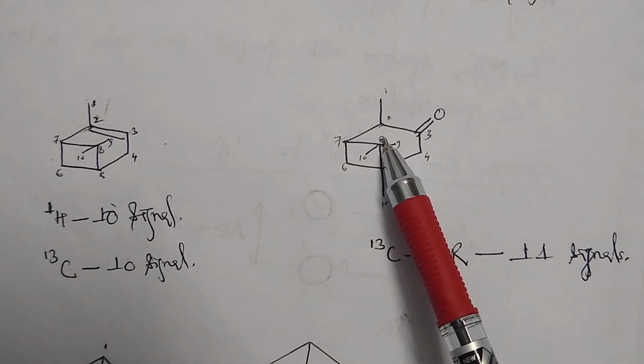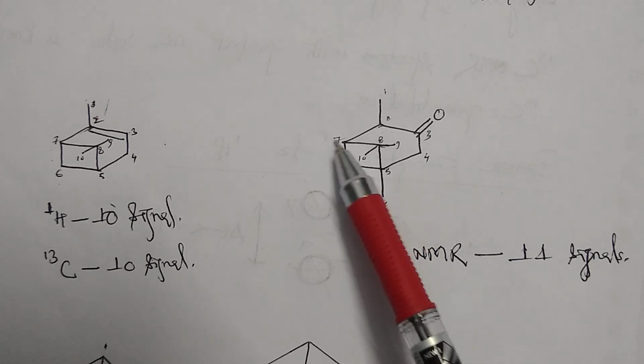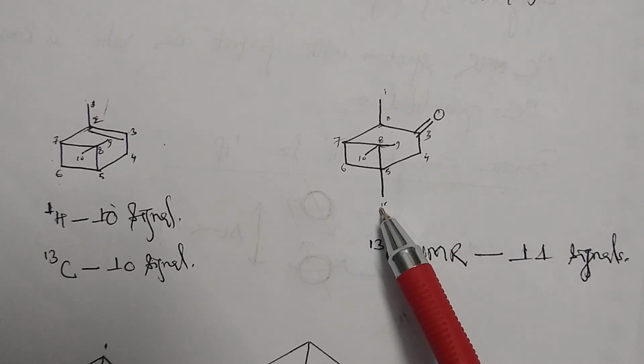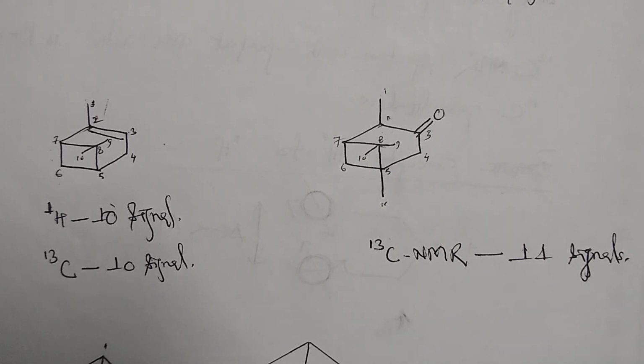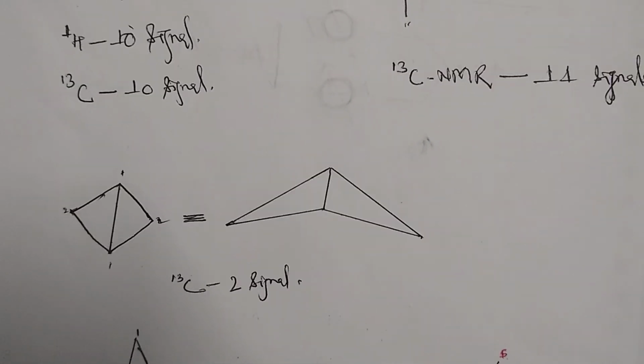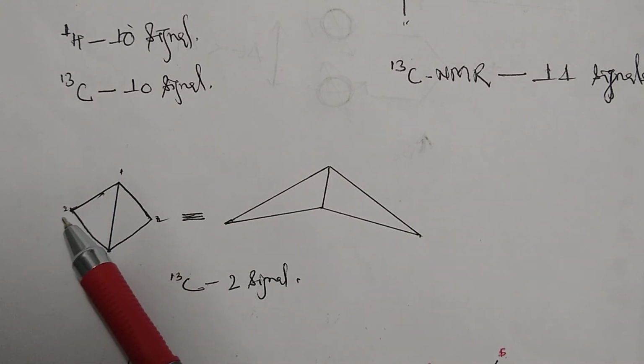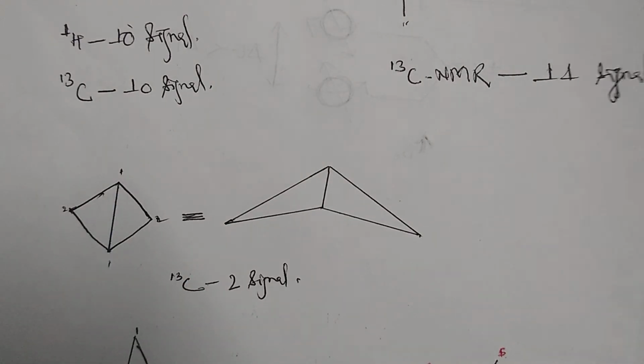Likewise, we can consider this example over here. We'll get 1, 2, 3, 4, 5, 6, 7, 8, 9, 10, 11. That is 11 signals in the 13C NMR spectrum. Another molecule, if we see for this, we'll get 1, 2. That is 2 signals for 13C.